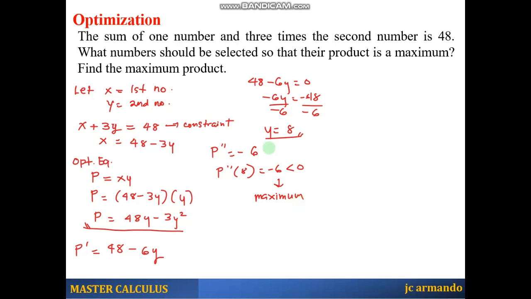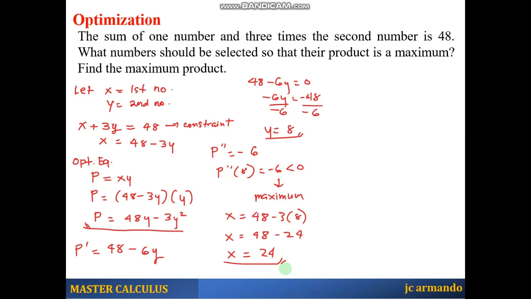Ibig sabihin, the second number is 8. What would be the first number? So, x is equal to 48 minus 3 times 8. So, x equals 48 minus 24, and that is equal to 24. So, therefore, the two numbers are 8 and 24.